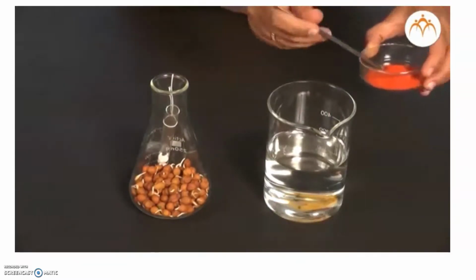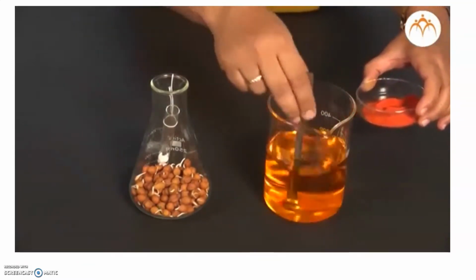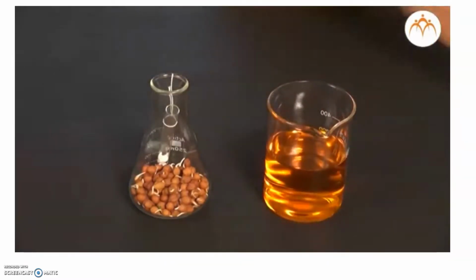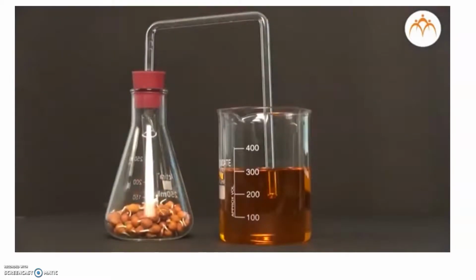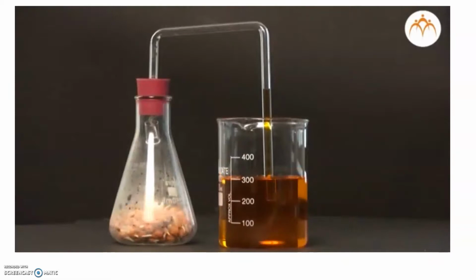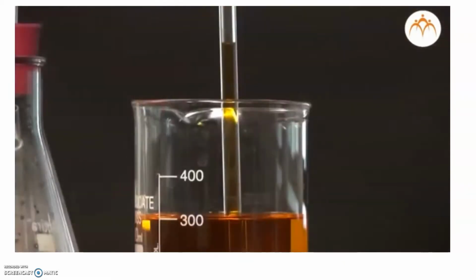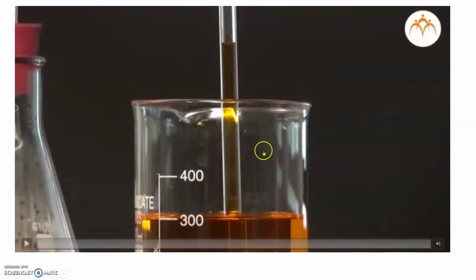In this beaker, I'll be putting some dye, because this will help me in the observation of my experiment. I'll put the rubber cork with the bent tube, one side in the conical flask and the other side in the beaker. After some time, I'll observe that the water level in the beaker starts rising. Now, why does this happen?